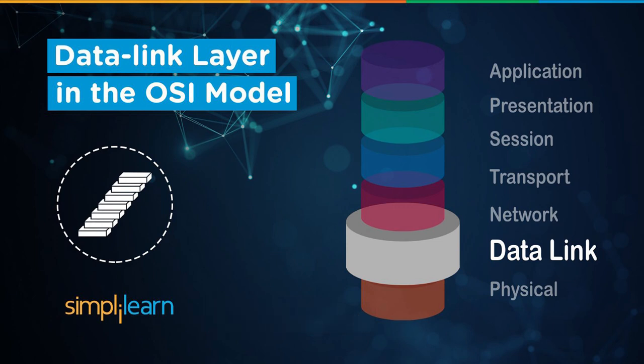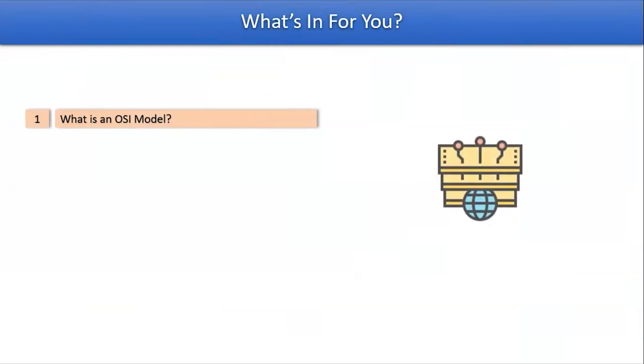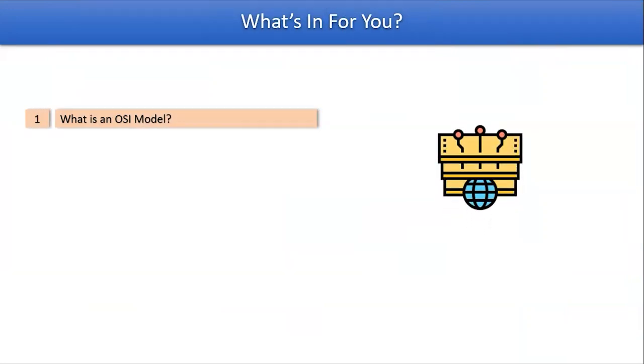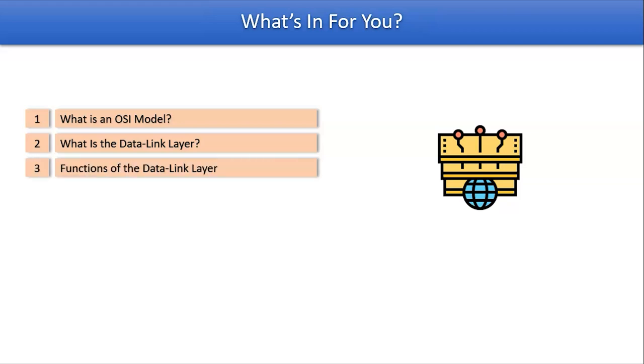Now without further ado, let's begin with the plan for today's session. First, we will have a quick recap on the OSI model. Then, we will dive deep into the core topic, which is about the data link layer. Moving on, we will have a detailed understanding of the major functions of the data link layer. Finally, we will wrap up the session by discussing the sub-layers of the data link in the OSI model.